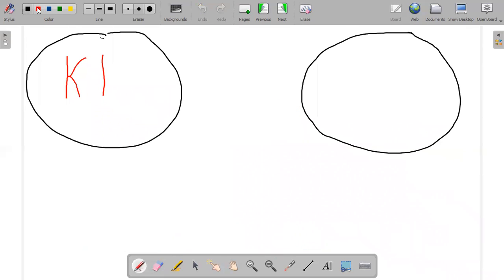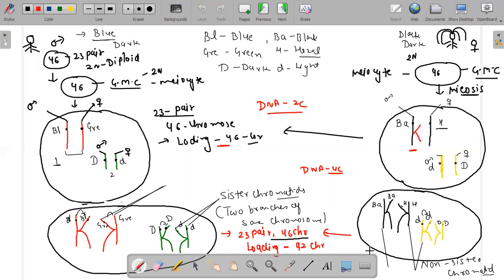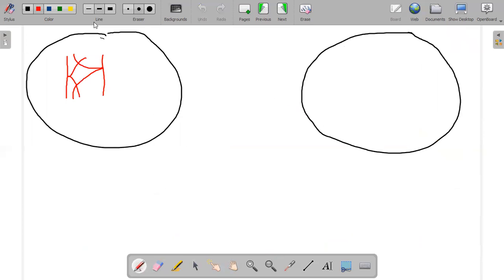So here there is a process of crossing over. You can see that crossing over takes place between two non-sister chromatids. These are non-sister chromatids, and these two are non-sister chromatids. Same thing I'm doing from another one. This thing is known as crossing over.